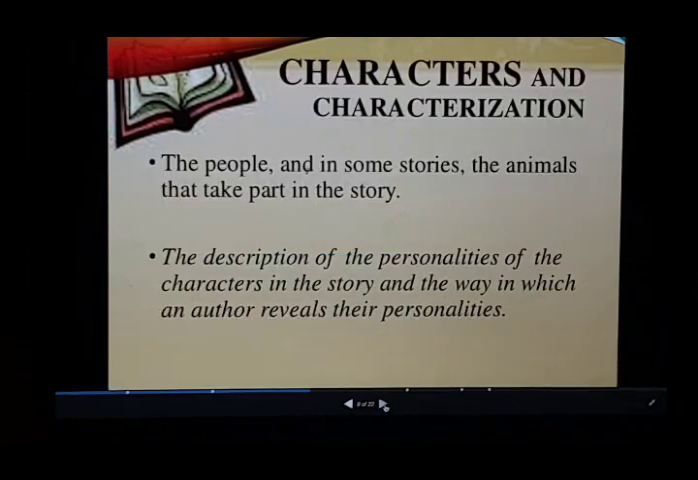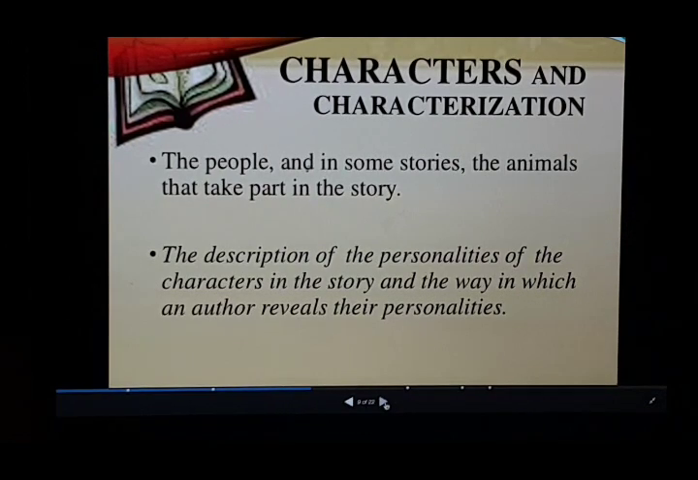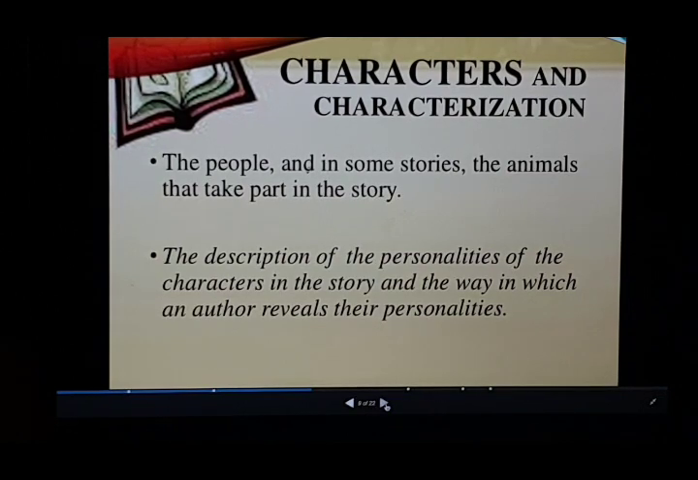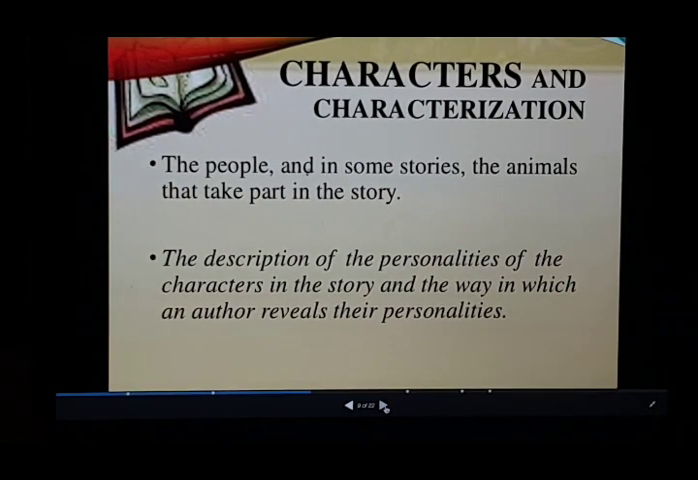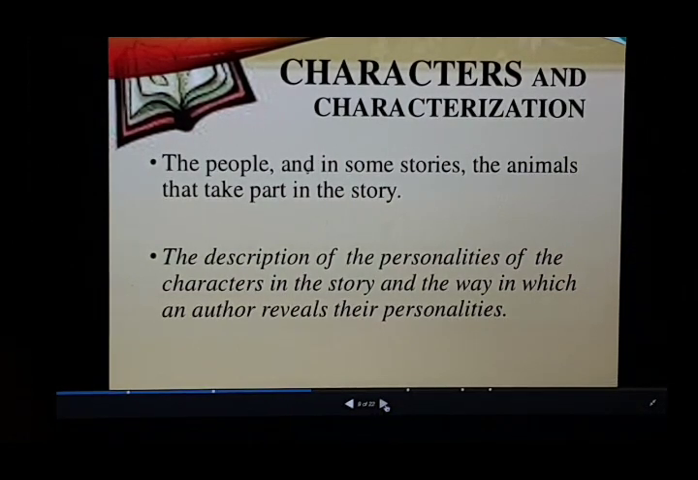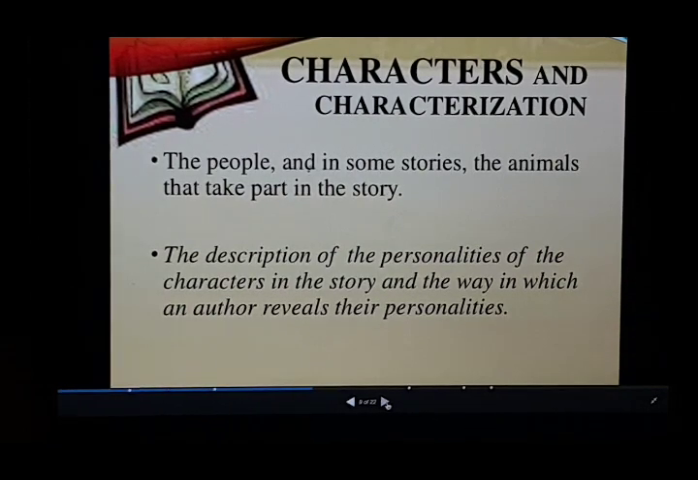After the setting we have the characters and characterization, like the people, and in some stories the animals that take part in the story. Characters can be people, animals, or anything in the story. Now characterization is how the writer describes those characters, like how they look, what their traits and characteristics are. Whatever description the writer gives us about those characters is the characterization.